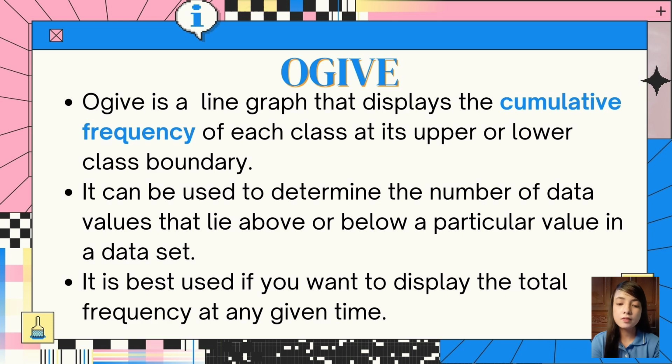So it is best used if you want to display the total frequency at any given time. So mas mabilis natin mabibilang. So kapag ang graph natin ay OGIVE, hindi na natin kailangan mag-total dito. Why? Because yung data na ipepresent natin is already cumulative frequency. So again, when we say cumulative frequency, nakatotal na yung mga previous data.